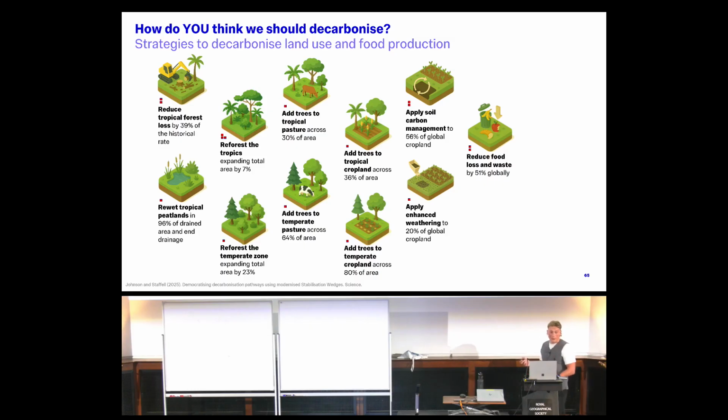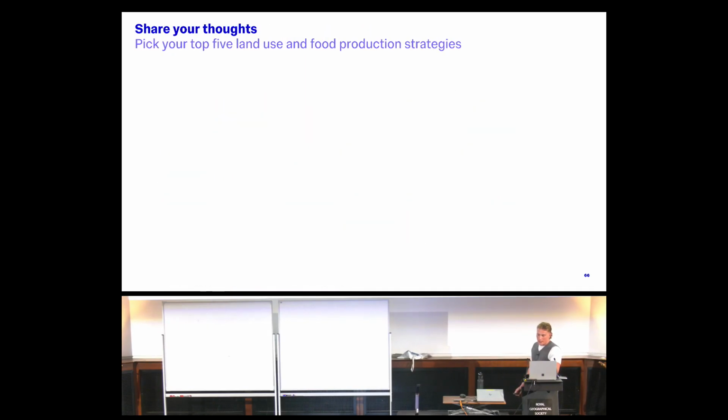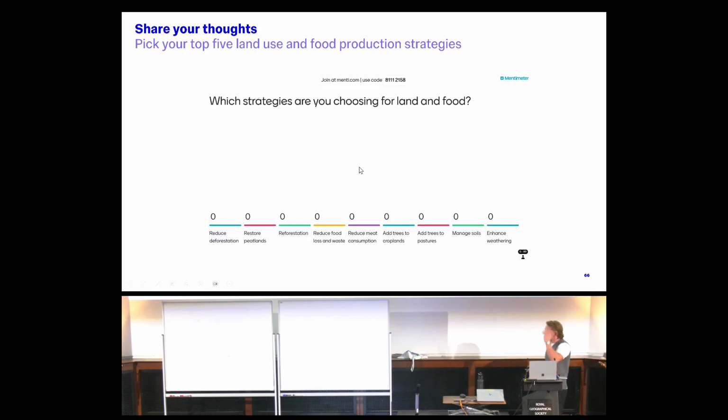Lastly, we've got a couple of behavioural solutions. We could reduce food loss and waste by half, or we could reduce meat consumption in the regions which overconsume by 1/3. The regions that overconsume are basically everywhere outside of sub-Saharan Africa and South Asia. And so a whole host of land and food-related strategies, which are often foregone by the integrated assessment models. And so I'll ask you again quickly if you could just pick your top 5 strategies from that menu.